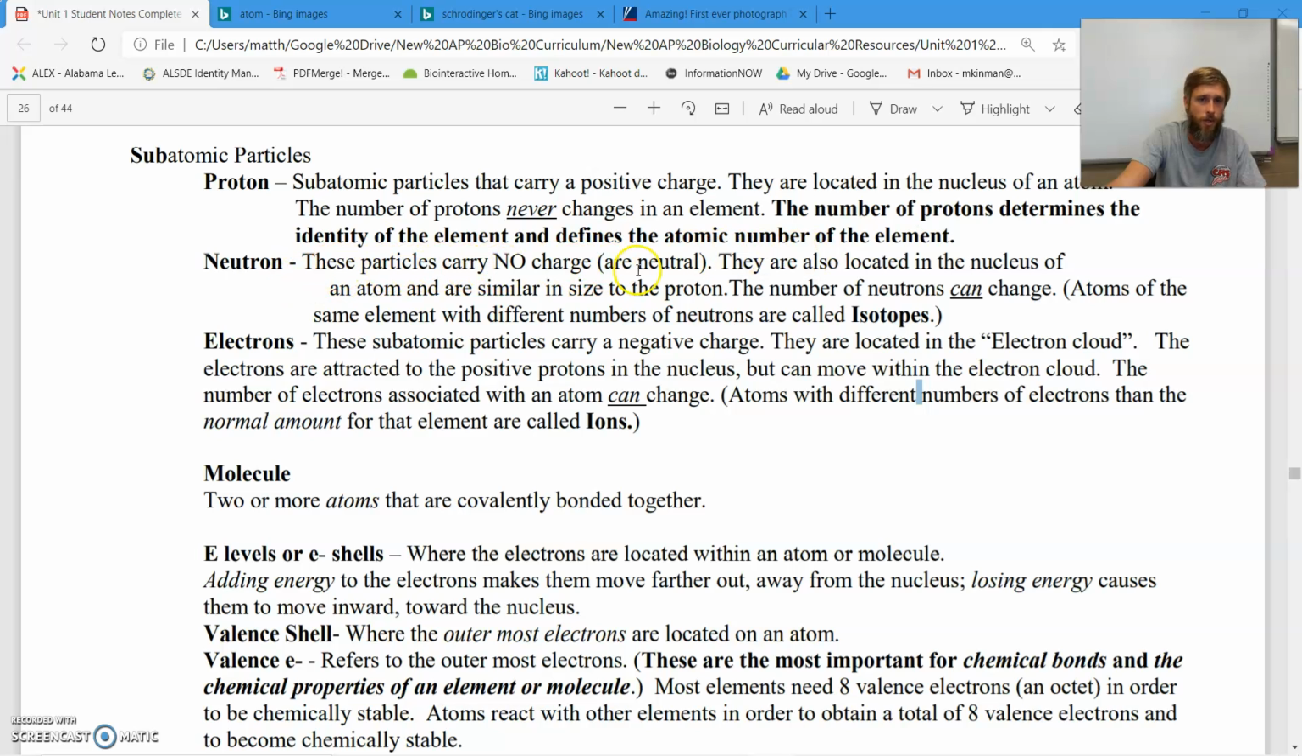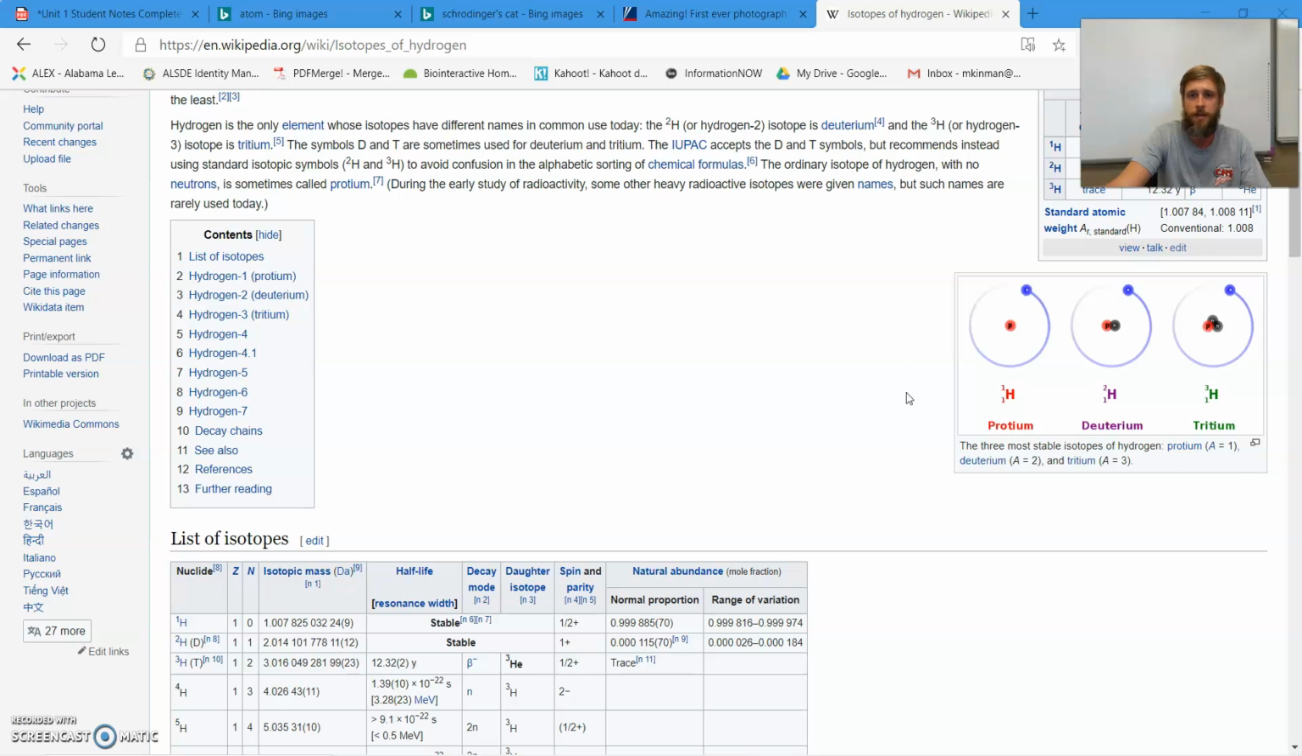Neutrons carry no charge. They are neutral. They are also located in the nucleus with the protons and are of similar size. The number of neutrons can change. Atoms of the same element with different numbers of neutrons are called isotopes. So for example, in the case of hydrogen, and I know what you're thinking, this is Wikipedia, and it's a sin to use Wikipedia, but in this case it's correct.